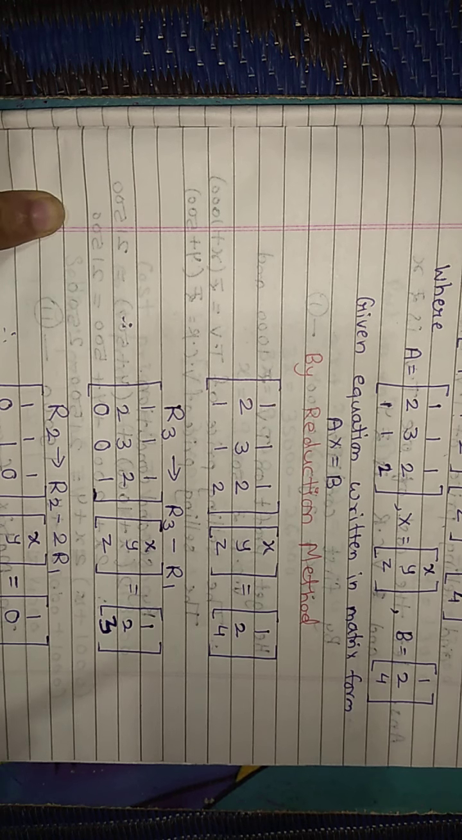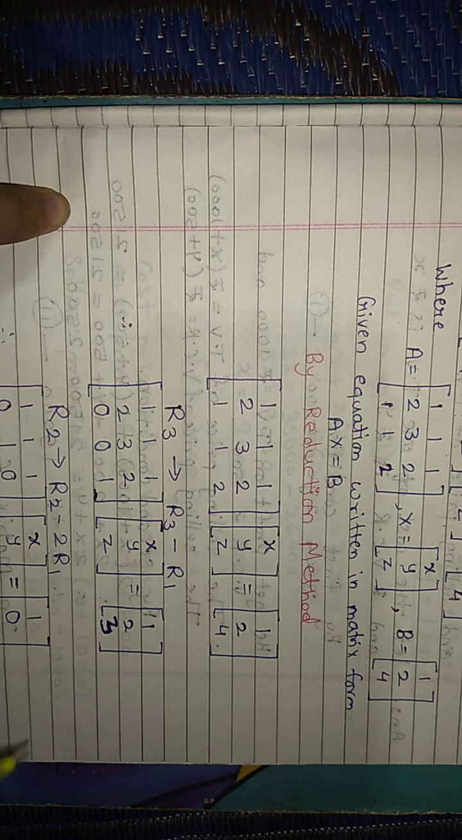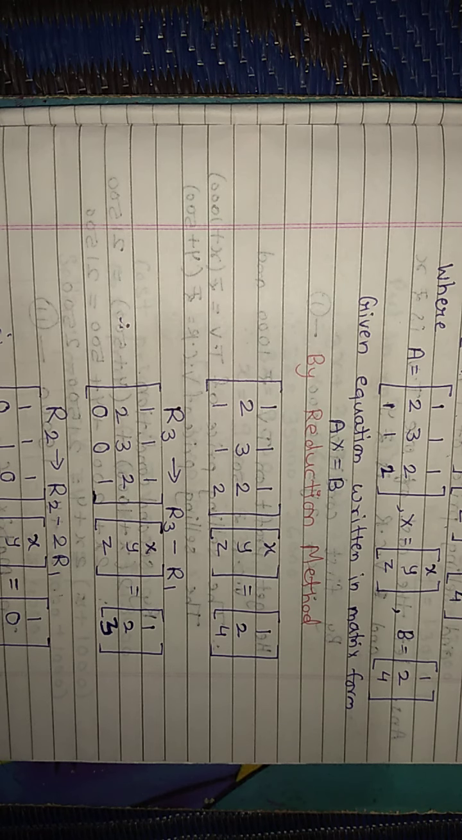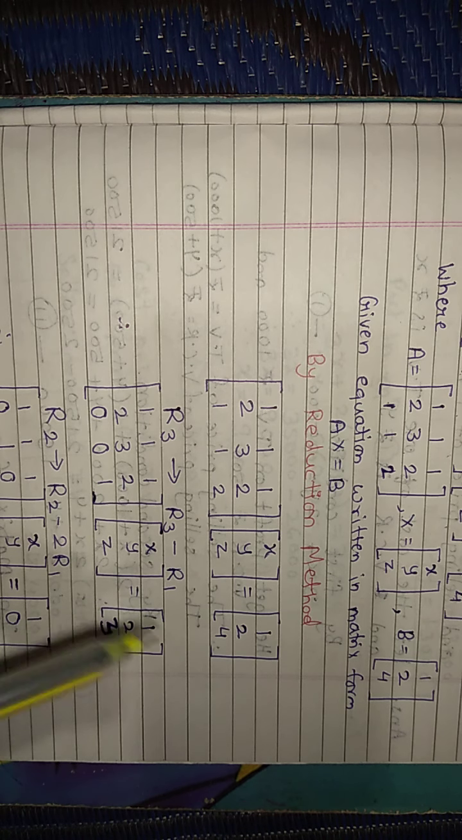In the reduction method, we always have to use row transformations and convert any 3 numbers in consecutive sequence to 0, meaning upper triangular, otherwise lower triangular. So this is a 3 by 3 matrix. So we have to make 3 elements 0.